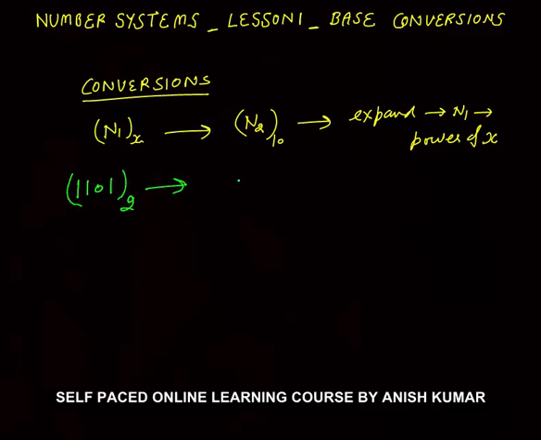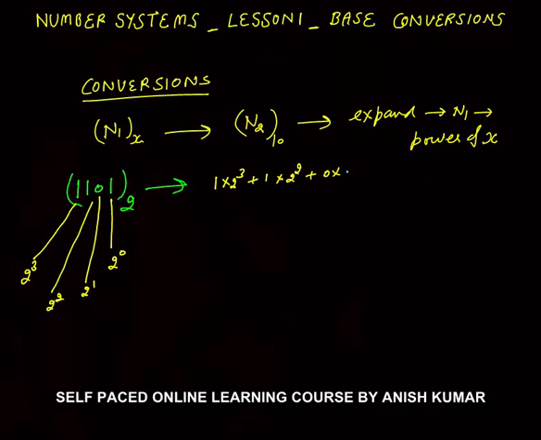So what I will do, I will multiply this unit digit 1 with 2 power 0. Expansion is very similar to how we used to expand in base 10. This 0 with 2 power 1, this 1 with 2 power 2 and this 1 with 2 power 3. So expansion will go like this: 1 into 2 power 3 plus 1 into 2 power 2 plus 0 into 2 power 1 plus 1 into 2 power 0.